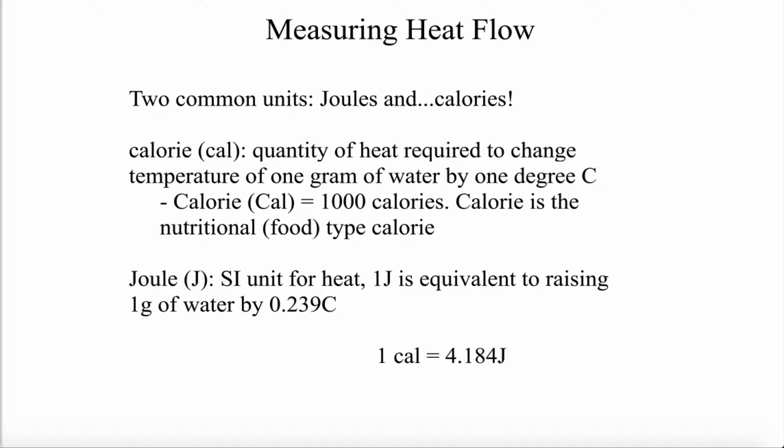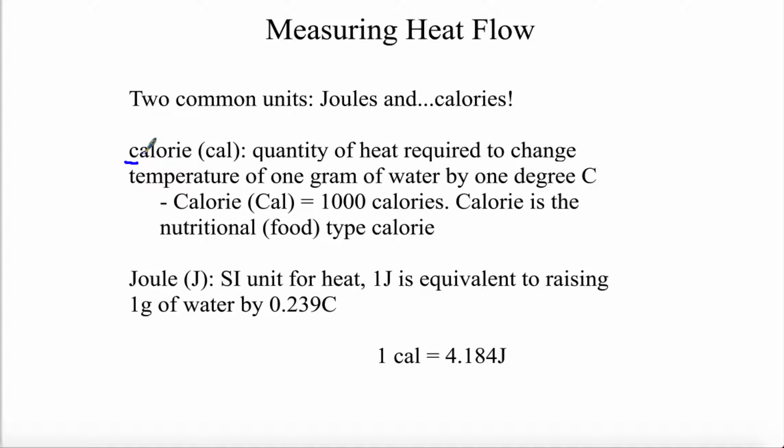So measuring heat flow, we're going to talk about two common units, the joule and calories. We'll start off with the more familiar one, the calorie. This one's a little different than what we're used to. The calorie, with a lowercase c, is the quantity of heat required to change the temperature of 1 gram of water by 1 degree centigrade. So this is just a measure of the energy. If I have 1 gram of water and I want to raise it by 1 degree centigrade, that's what we're going to consider a calorie.